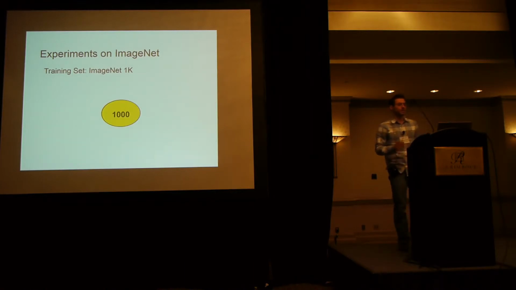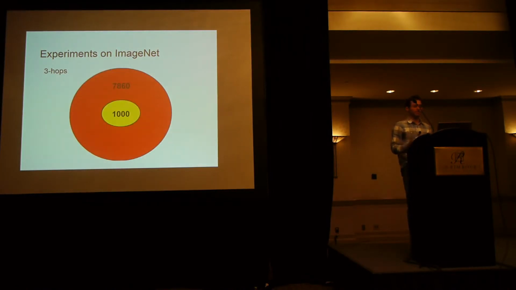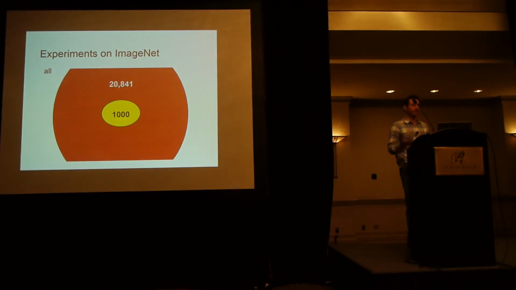Now for experiments, we use 1,000 labels for training. We use 3 different sets of zero-shot classes. In the first set, we include 1,500 labels that are 1 or 2 tree hops away from the training labels in the whole set of 21,000 ImageNet labels. And the second set is images that are up to 3 hops away in the ImageNet hierarchy. And the last set is all of the other labels in ImageNet.